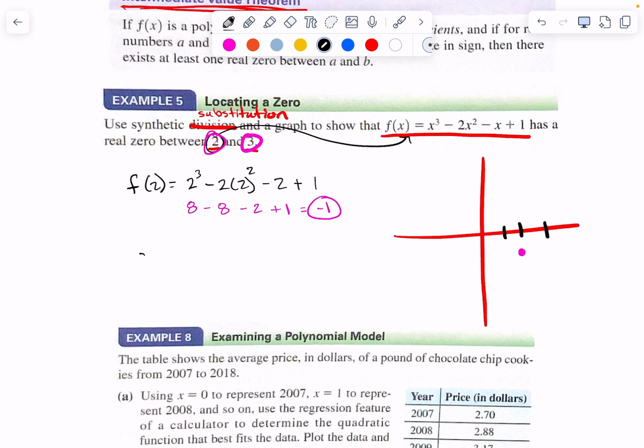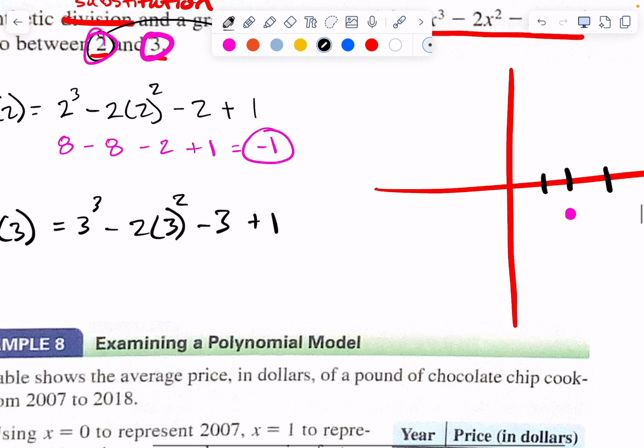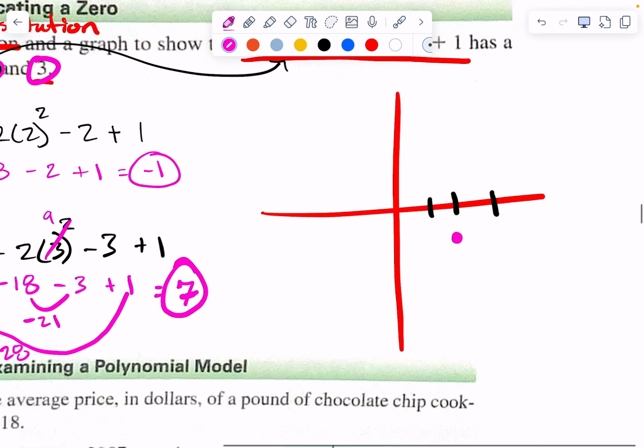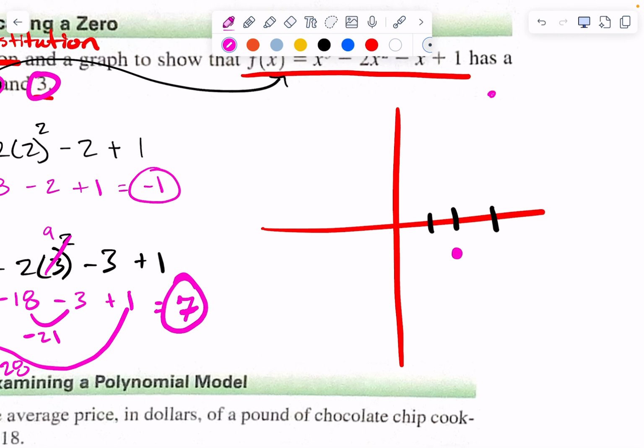If we plug 3 in, f of 3 equals 3 cubed minus 2 times 3 squared minus 3 plus 1. Okay, 3 cubed is 27. 3 squared is 9 times -2 is -18. Minus 3 plus 1. -18 and -3 is -21. 27 and 1 is 28. So 28 minus 21 is 7. Okay, all right. So it's got to go up. 3 is at 7 right here, right?